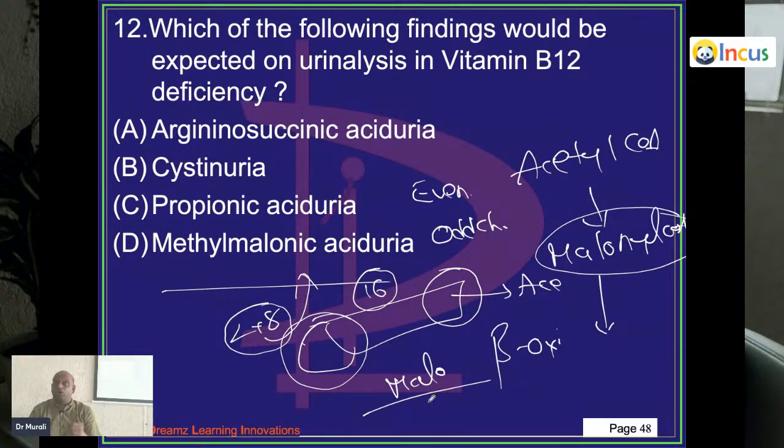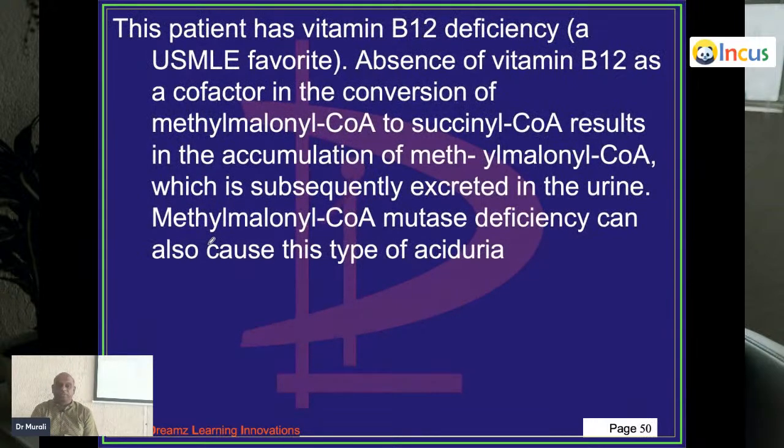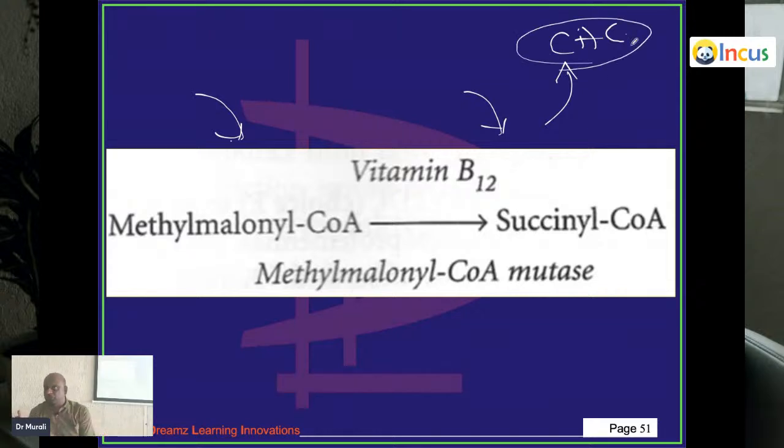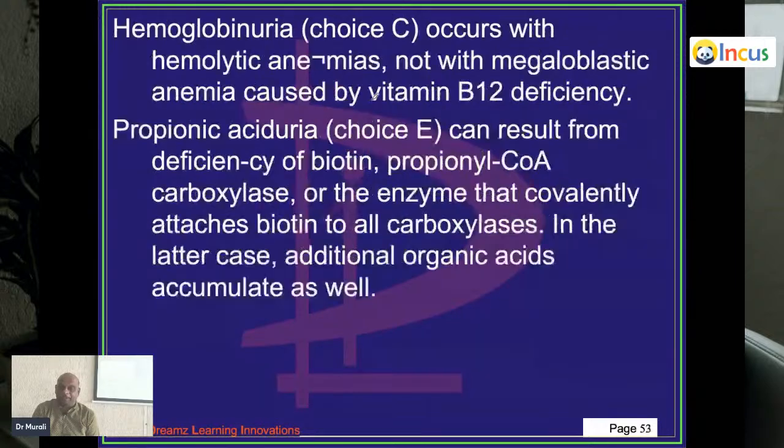So whenever odd chain fatty acid oxidation occurs, vitamin B12 is required. Whenever that is not there, that leads to methylmalonic aciduria, is what you have to remember. So this methylmalonyl-CoA becomes succinyl-CoA. Succinyl-CoA enters into the citric acid cycle. So that's how the metabolism goes on. For that you require methylmalonyl-CoA mutase, which is missing if vitamin B12 is missing. And that affects odd chain fatty acid oxidation, is what you have to remember.